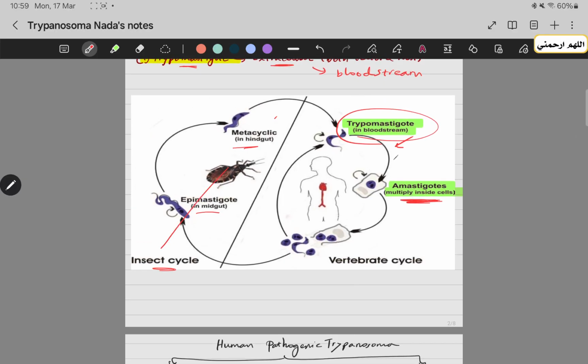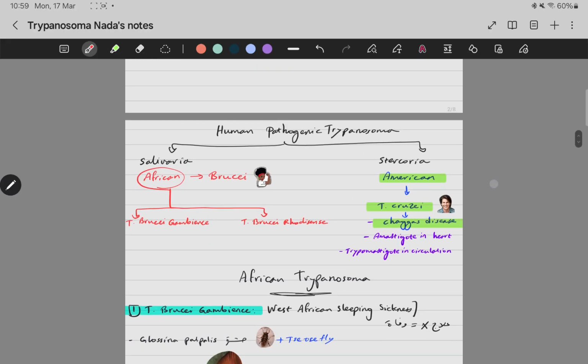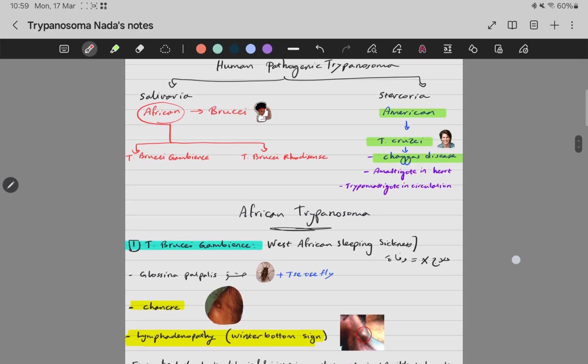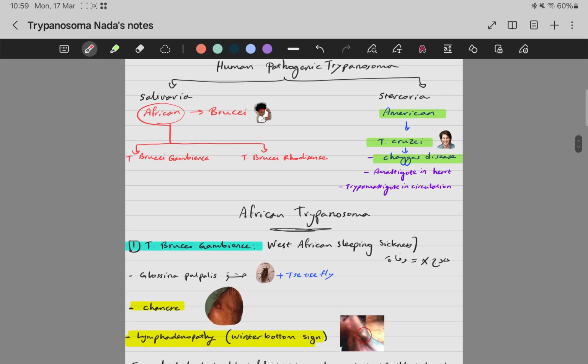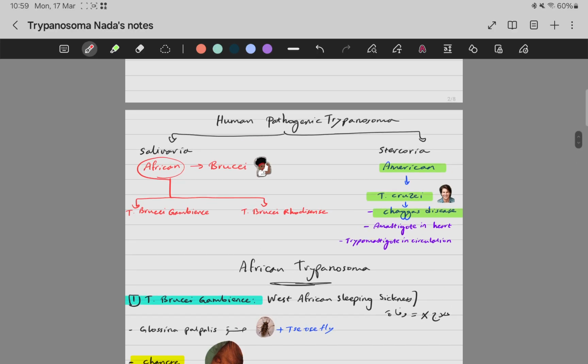So promastigote, epimastigote, we don't see them in humans. Okay, so now let's come to the main points of our class today. Human pathogenic Trypanosoma. Trypanosoma, as I said, is a flagellated parasite. It causes a disease.